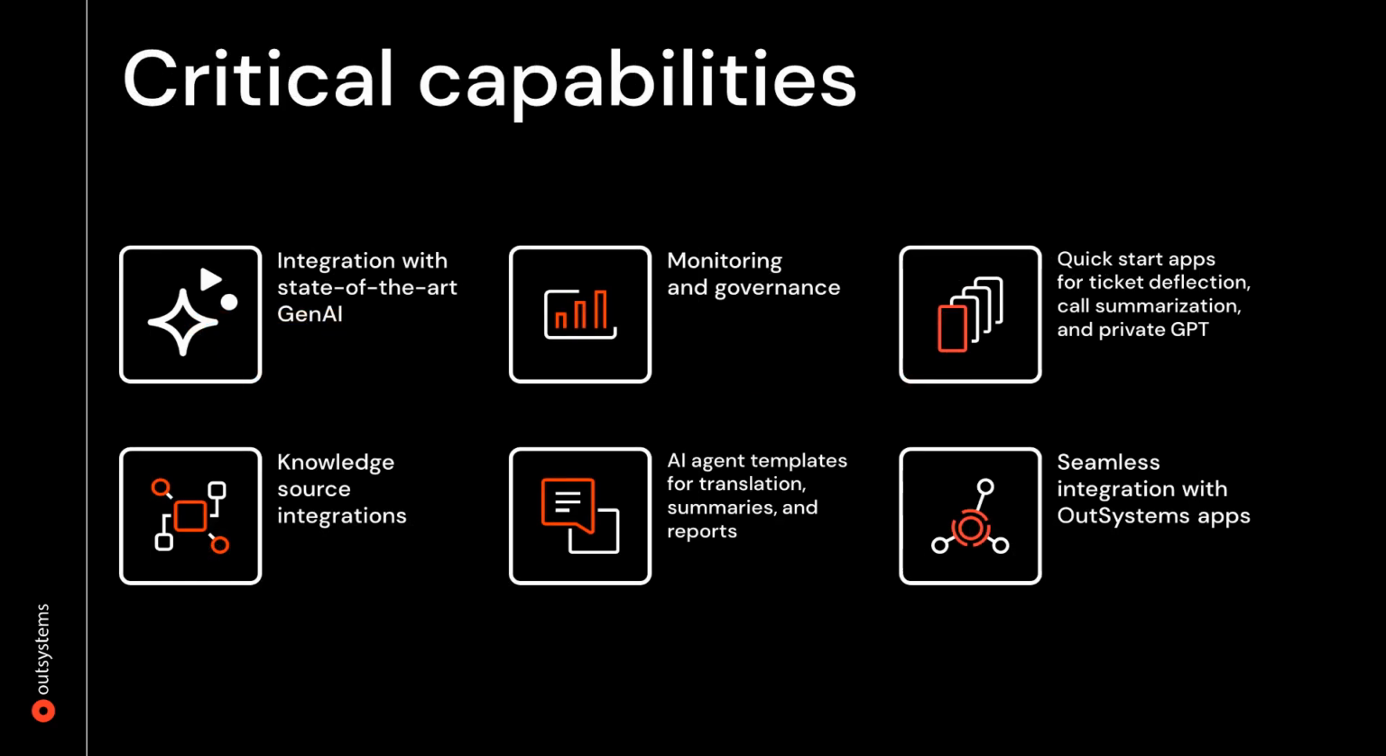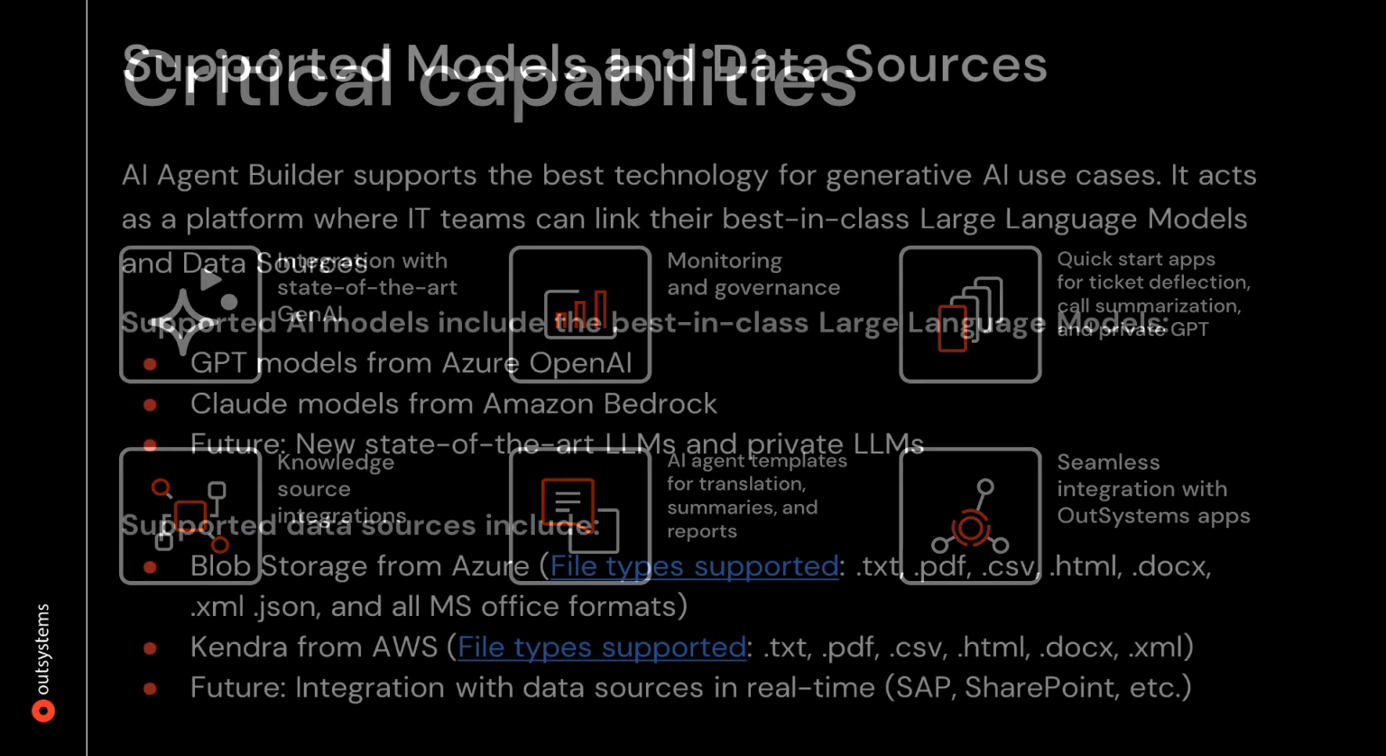In summary, here's a few critical capabilities of AI Agent Builder for you to take away from this session. Integration with state-of-the-art Gen AI models from Azure OpenAI and Amazon Bedrock, AI agent monitoring and governance, quick start applications for ticket deflection, call summarization, and private GPT, knowledge source integrations, AI agent templates for translation, summaries, and reports, and seamless integration with OutSystems mobile and web applications.